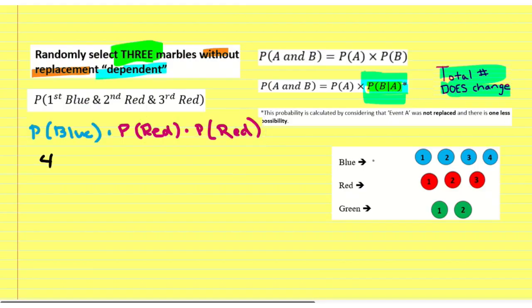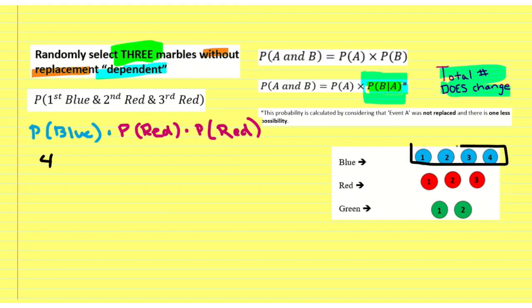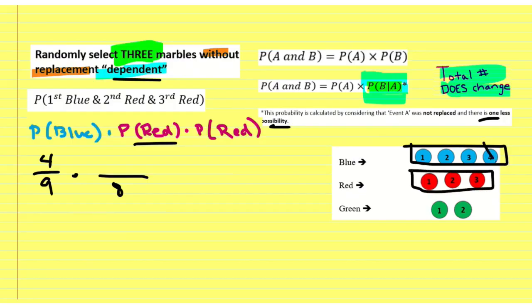I have 4 blue marbles over here, and 4 out of 9 is what I start out with. Multiply that times the probability of a red. Okay, so it is a dependent situation. We're not putting the marbles back in the bag. That means that there is one less possibility. That is that dependent relationship, one less possibility. So I'm only going to have 8 marbles in the bag. But this time we're talking about red, but I still have 3 red in the bag, even though one of the blue is gone. So 3 out of 8 is the probability of the red.